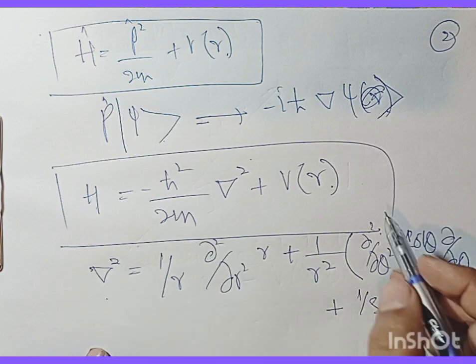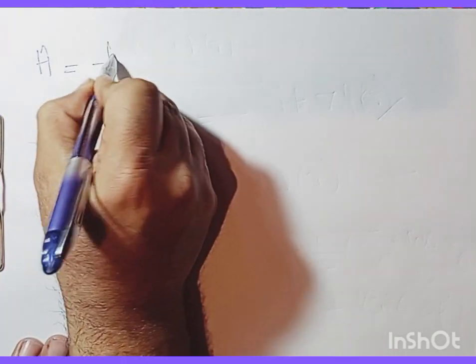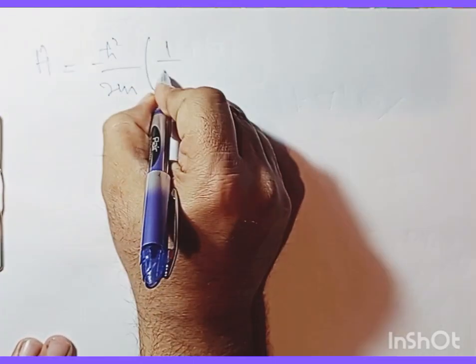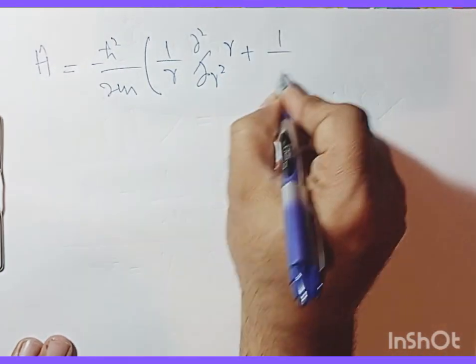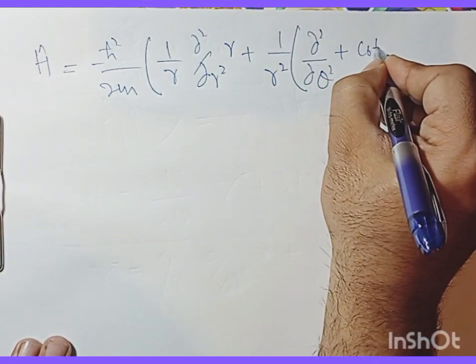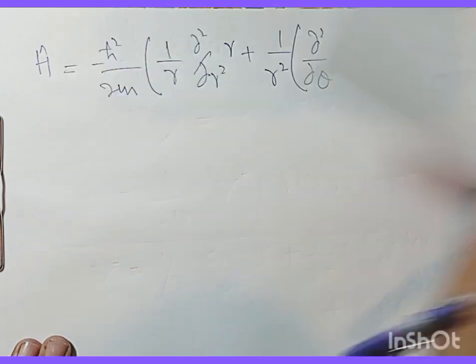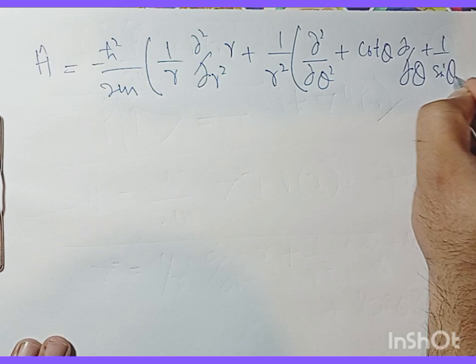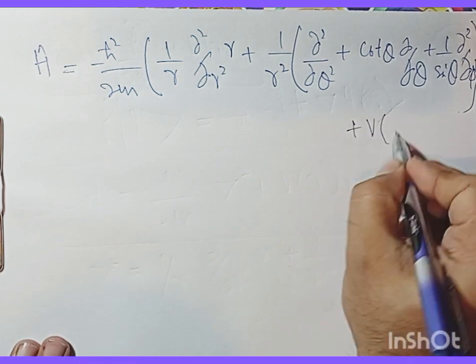So I can use this Laplacian operator in this equation, for the Hamiltonian operator. What I will get is H equal to minus h cross squared by 2m times 1 by r, d2 by dr2 of r, plus 1 by r squared times d2 by d theta 2 plus cot theta d by d theta, plus 1 by sine squared theta d2 by d phi 2. All right, and then plus V of r.